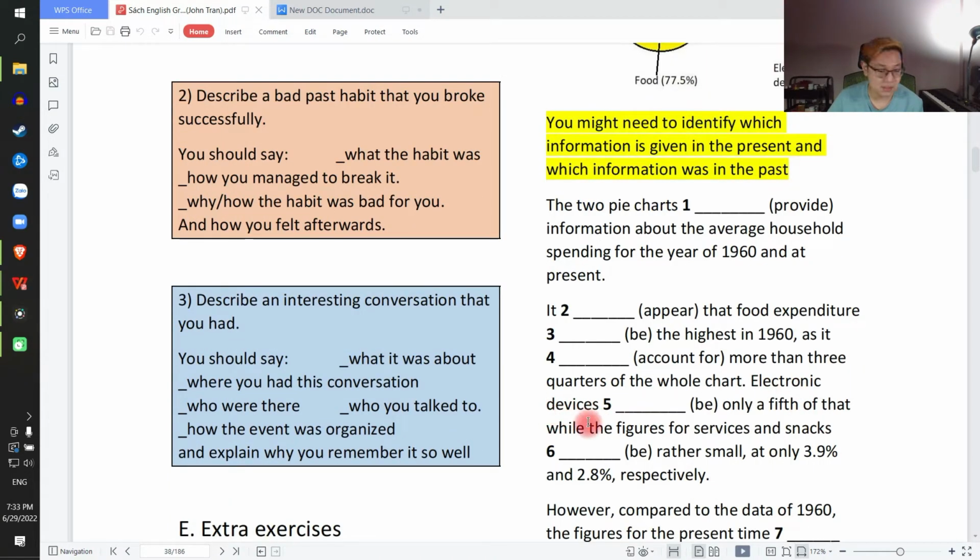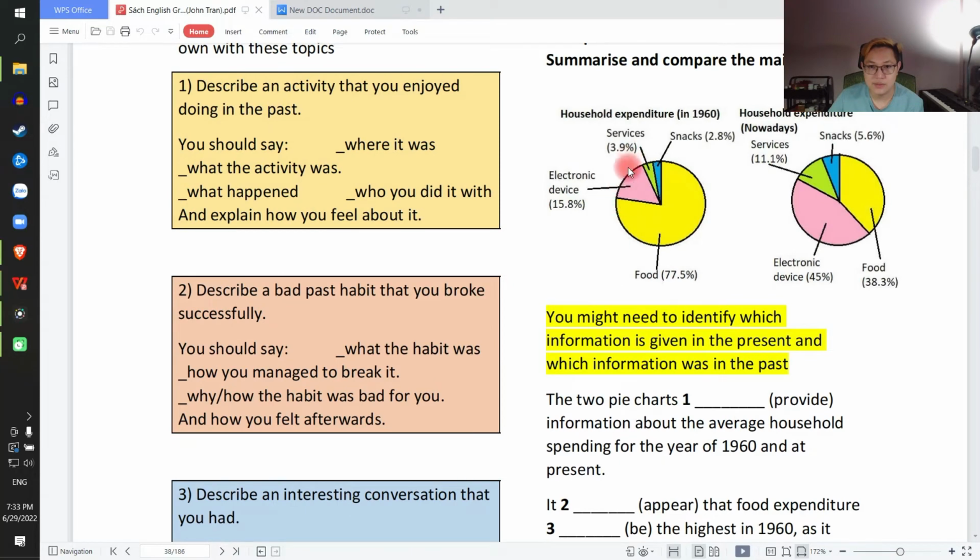Electronic devices, number 5, were only a fifth of that. So of course, we're talking about past tense of 1960 now. So electronic devices were, because devices is plural, so number 5 is "were", okay? Chỗ này nó ghi là devices số nhiều, phải là "were" nha các bạn. Only a fifth of that. Những thiết bị điện tử chỉ có 1/5 của con số đó mà thôi.